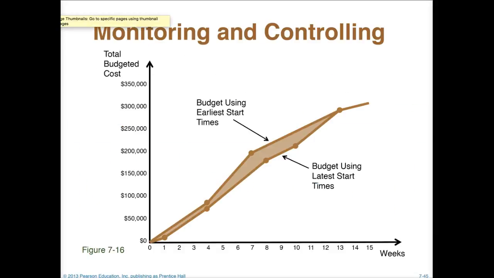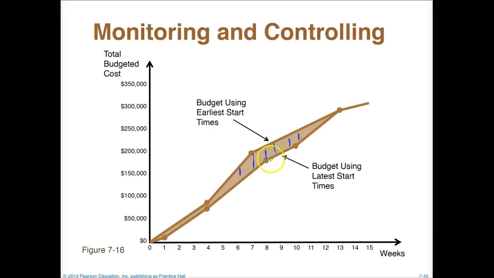And of course, if we were to graph that using the earliest start time and the latest start time, this is what it would look like. And so the thing that we are most concerned about here is the gap that's in between. Based upon using earliest start time and latest start time, if we use the earliest start time, we're going to be spending more money faster. Whereas if we use the latest start time, we're going to be spending more money later. And this gap here represents the difference in how much money we're actually going to spend at a particular moment.